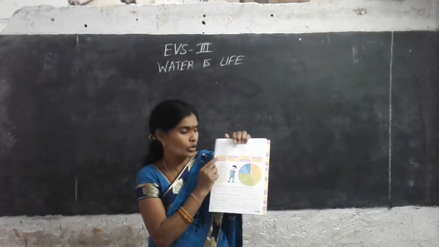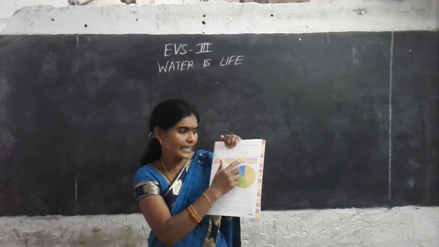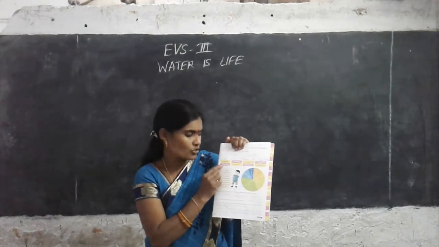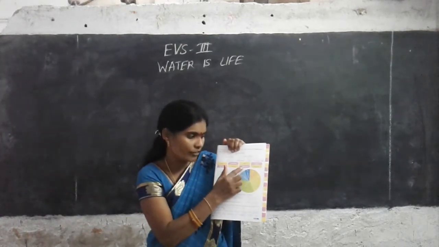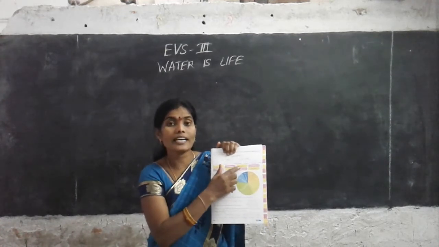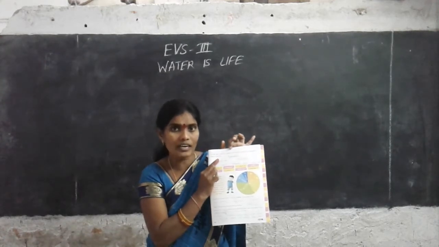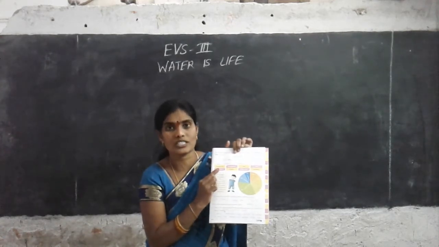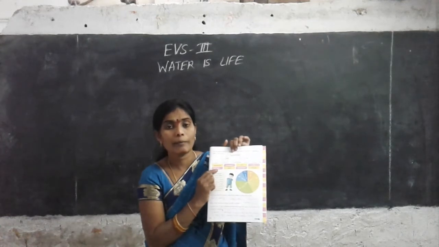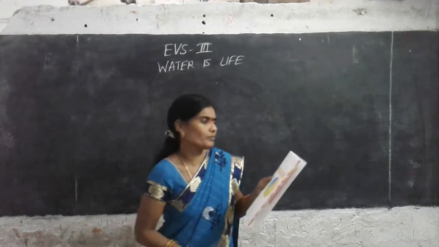Here the words are given: underground water, hydrosphere, seas, snow, fresh water, oceans, surface water, salt water. We have to fill up the chart by using these words.